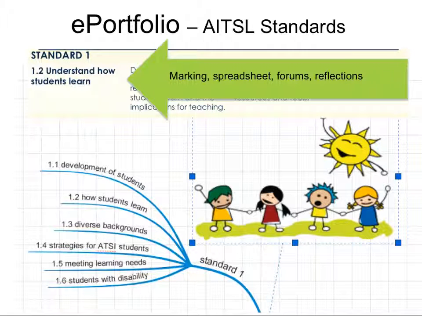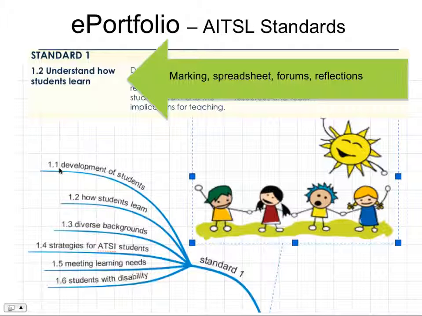Okay, and so to show you again how this links, this is standard 1 here, and it's all about understanding how students learn. So there's my picture of students there. They're holding hands, so I'm very visual. The first one's about the development of students. The second one's proof or information about how students learn.